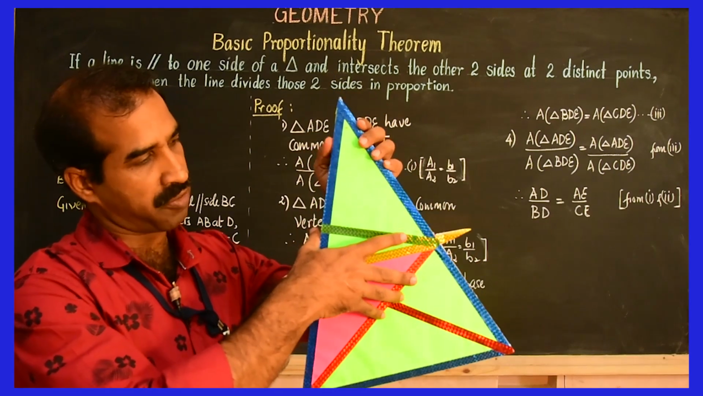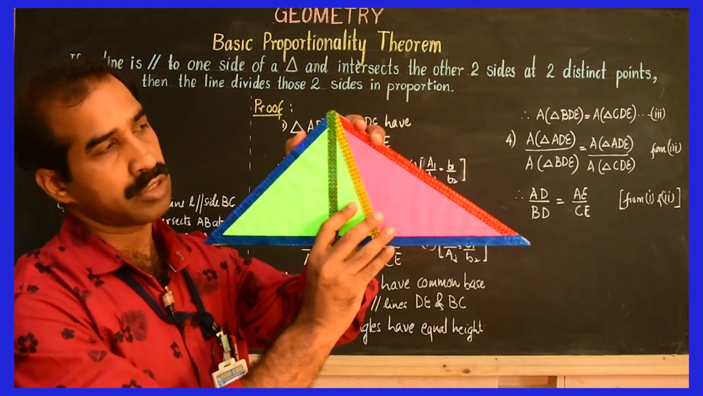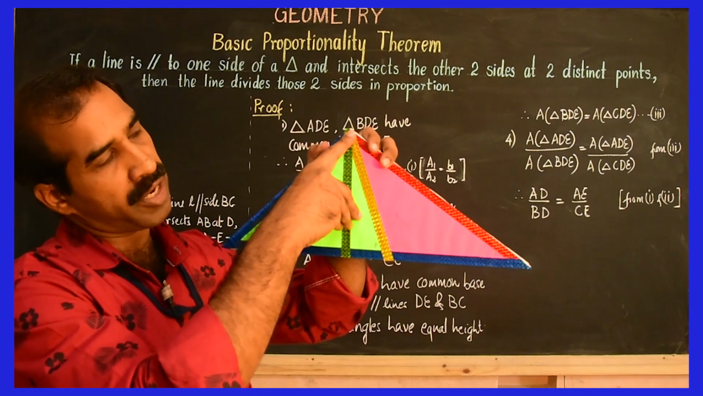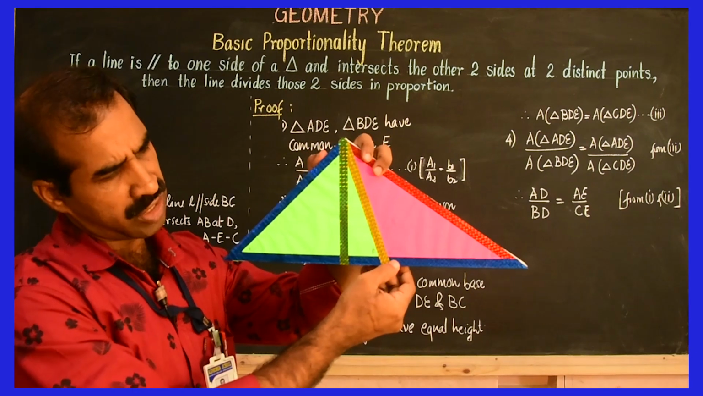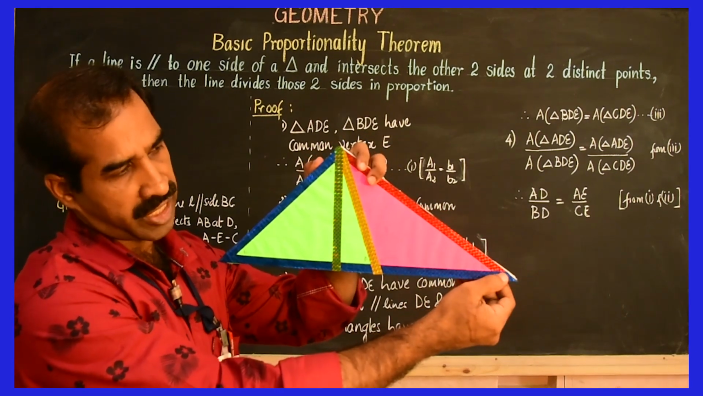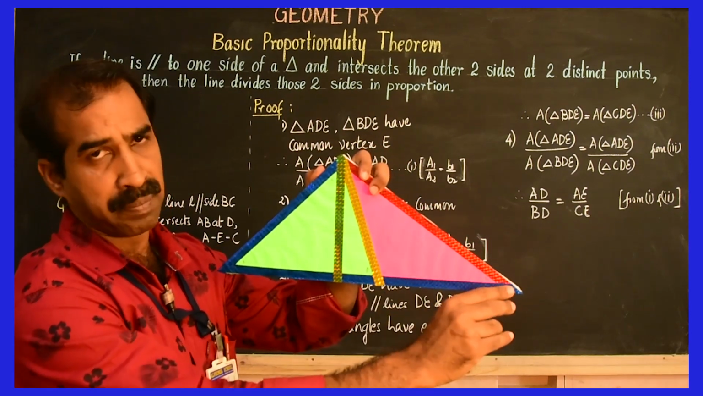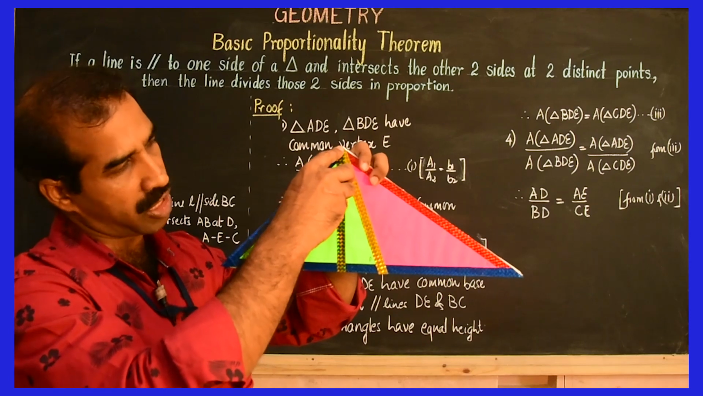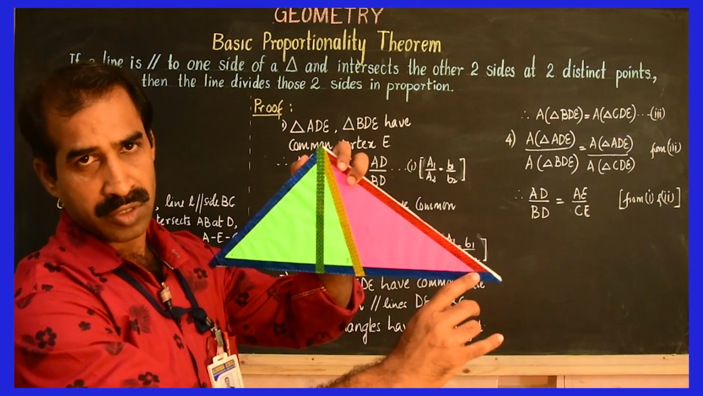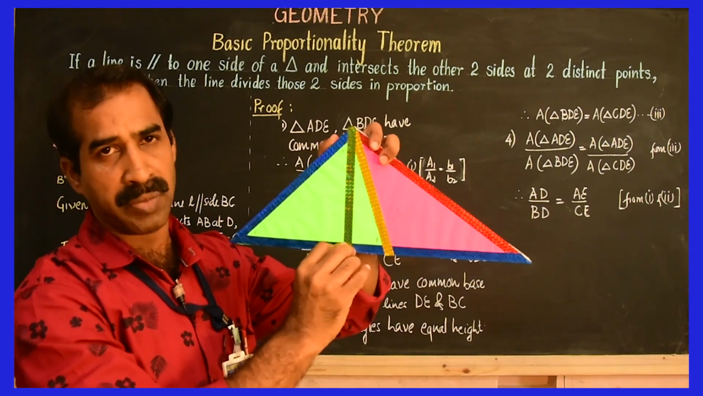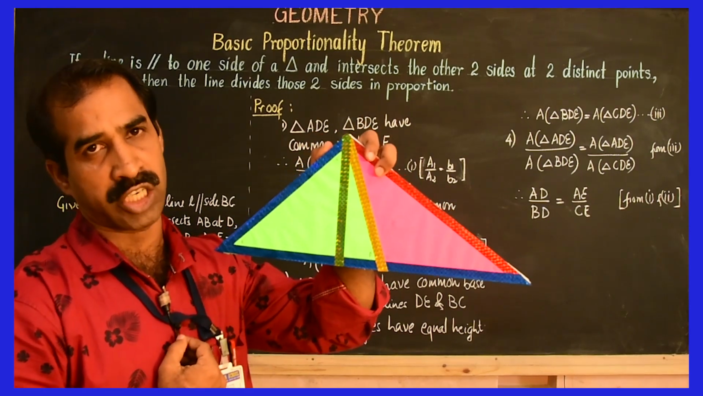If I rotate this figure, it becomes in this form. Here you have got the common vertex E, this is vertex A, this is vertex D, and this is vertex B. So you have got the collinear points A, D and B. Now if I draw a perpendicular from the common vertex E to base AB, this green color strip becomes the height. It becomes a common height for the two triangles.